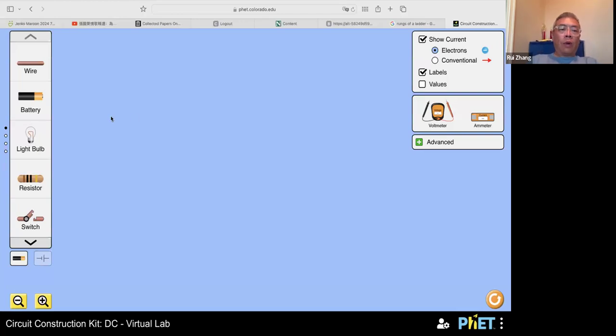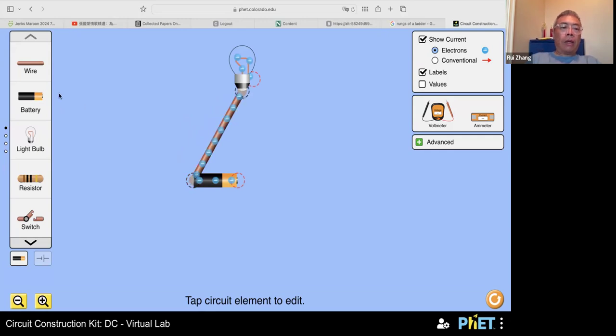For example, you want to connect a battery with a light bulb. You just drag the battery here, and then you drag the light bulb here. Then you drag some wires to make the connections. Just bring the end of the wire to each corresponding end of the light bulb and the battery. Now you need another one. Bring it here and here. When the connection is broken, it's in red, and when you make them connected, it's in blue. Now you have made a circuit in series.